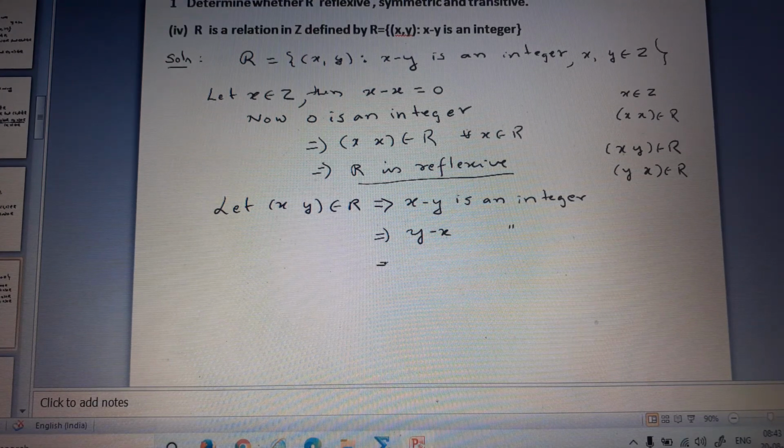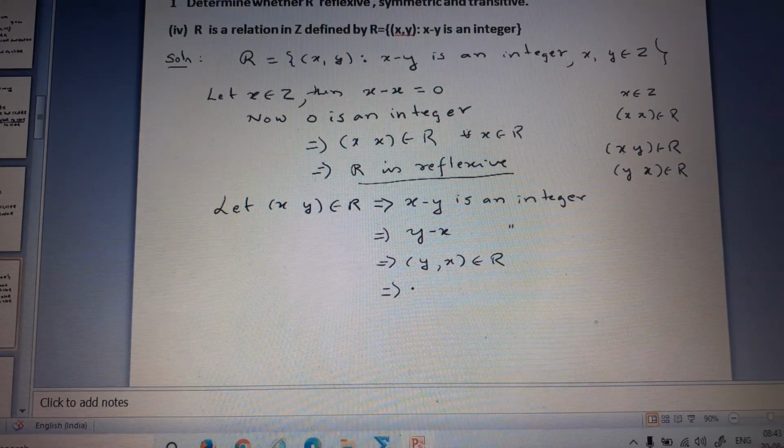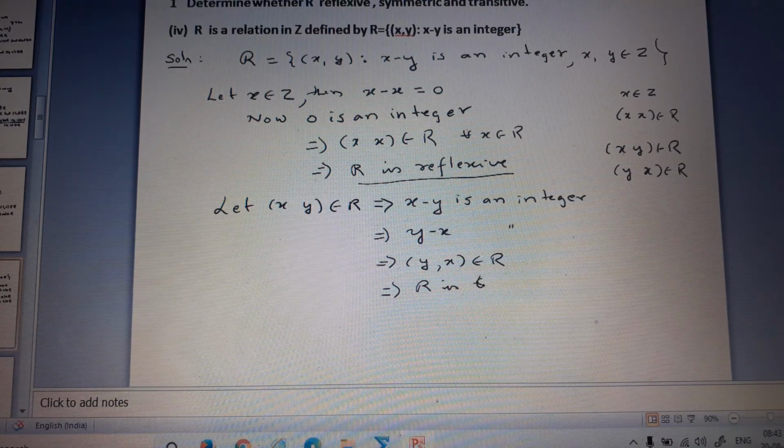Now this implies, see, whenever it is (x, y), it is x minus y. Whenever it is y minus x, what should happen? It is (y, x). Therefore (y, x) belongs to R, which proves (x, y) belongs to R implies (y, x) belongs to R. This implies R is symmetric. So this is the second one.